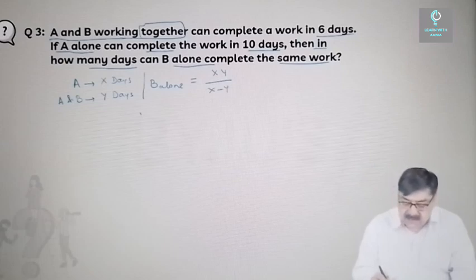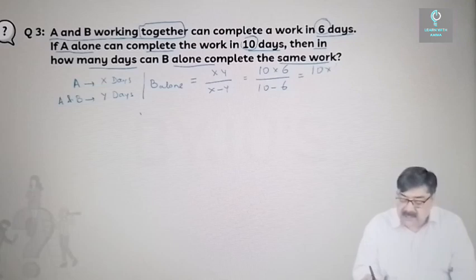Now let us apply this. X days, so A can complete a work in 10 days, so this is 10. A and B together can complete this work in 6 days, so this is 6. Divided by 10 minus 6. So once again, this is 10 into 6 by 4 goes by 2. This is 3. This is 5. So 5 into 3 is what we are left with here.